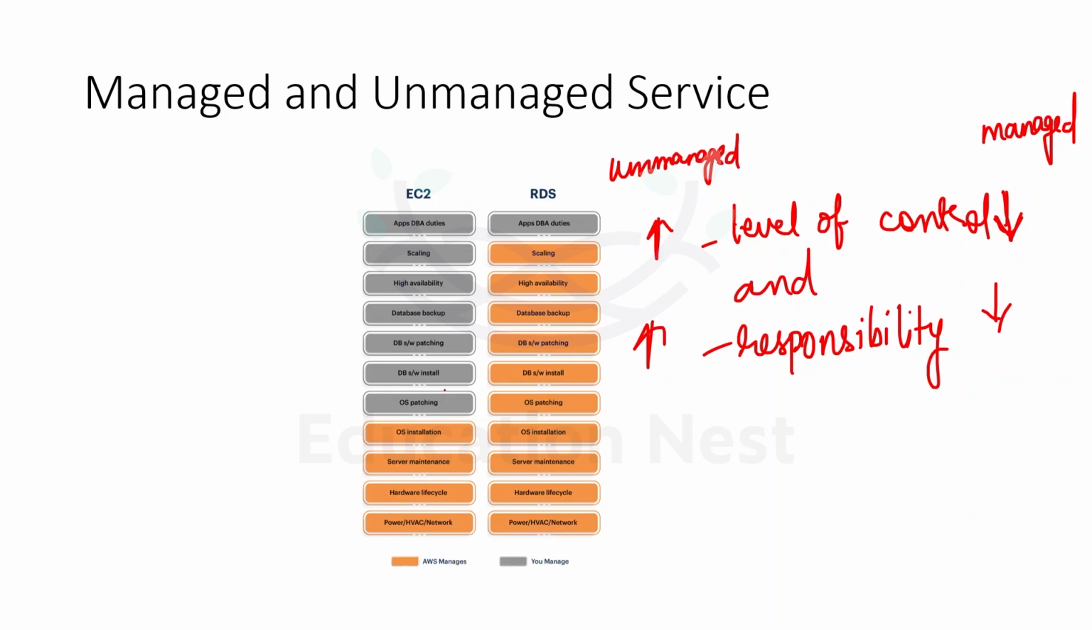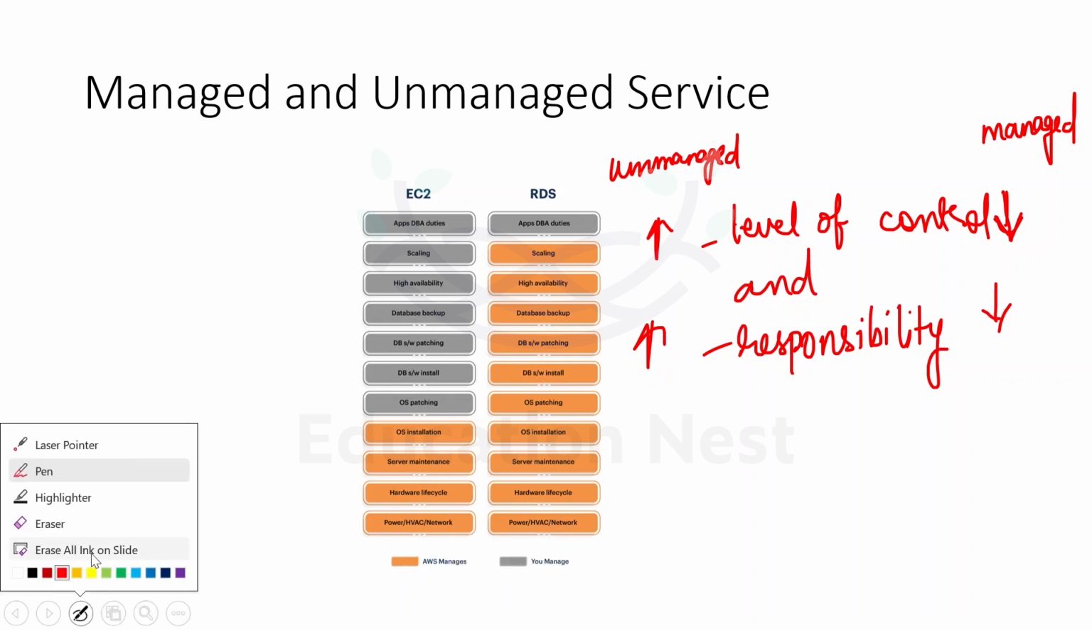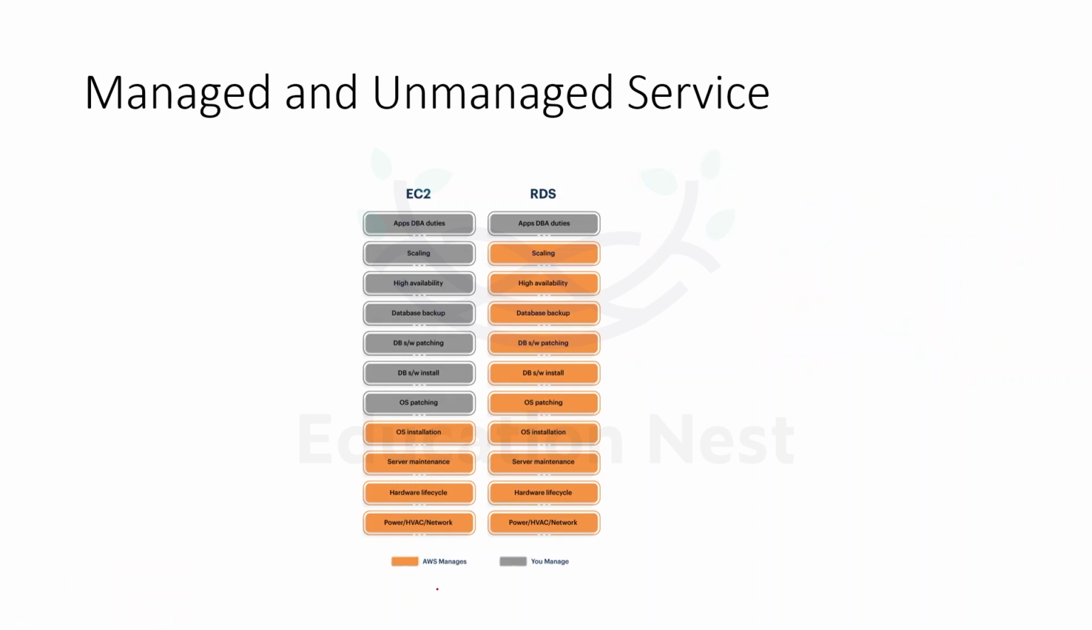So I have this particular diagram with me. Let us try to understand what this diagram is trying to tell us. One is EC2. When we talk about the unmanaged database service, we can set up and operate our database on an EC2 instance. So the user is responsible for all aspects of the database environment. Anything that you see in orange color is AWS managed. Power, network, hardware lifecycle, server maintenance, and OS installation are all the responsibility of AWS when we talk about a database on EC2.